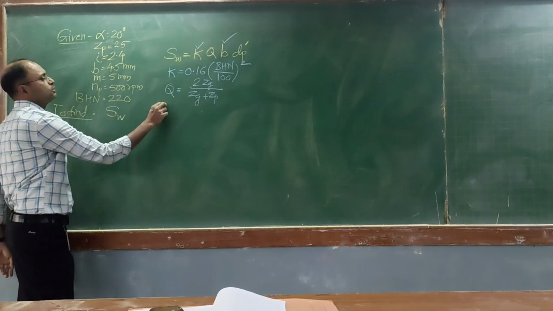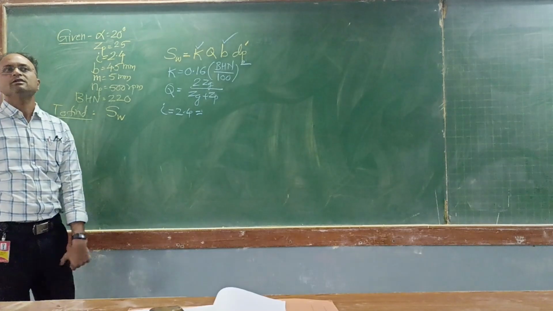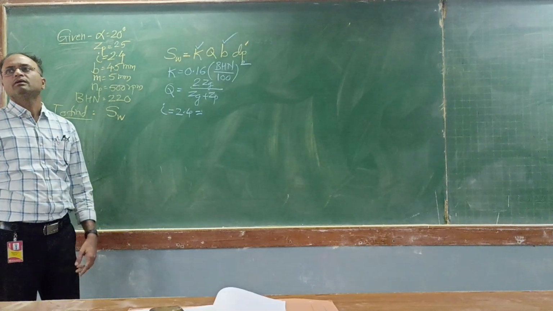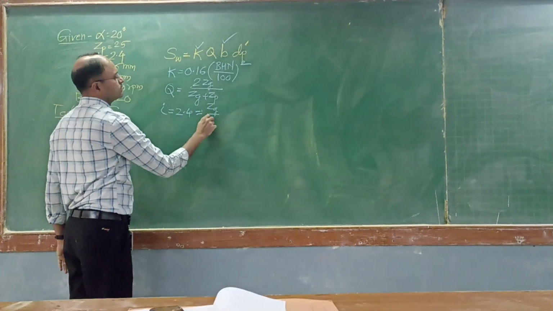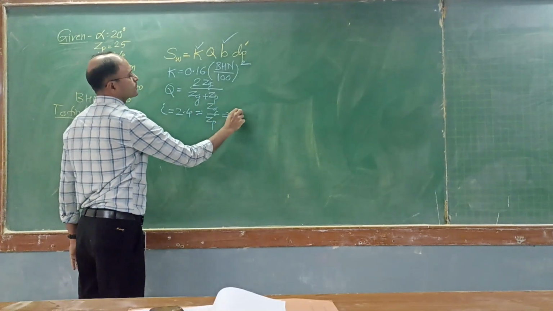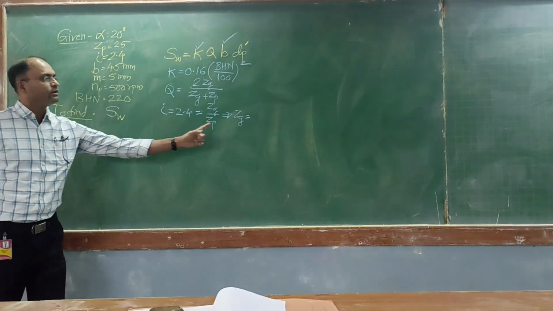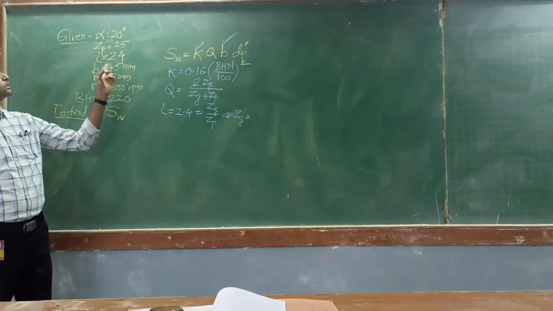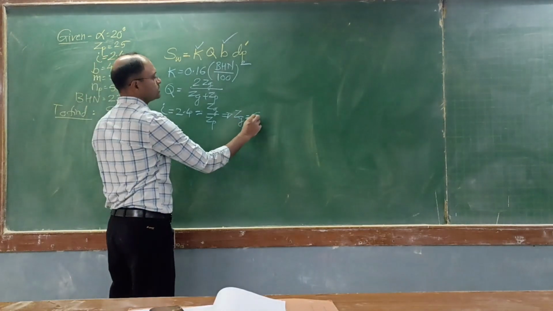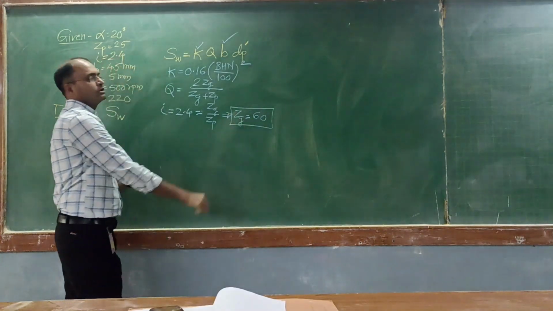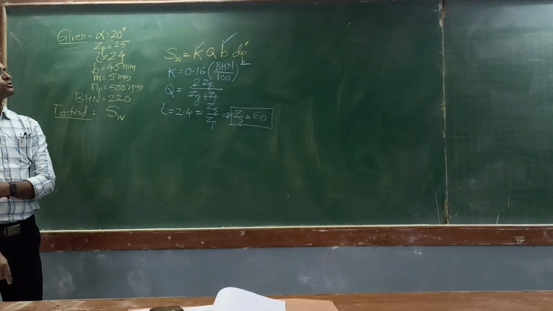So using i is equal to 2.4, that is equal to ZG upon ZP. Therefore, ZG equal to 2.4 into ZP, 2.4 into 25, 60. So ZG is equal to the number of teeth on gear, 60. So you can get Q.